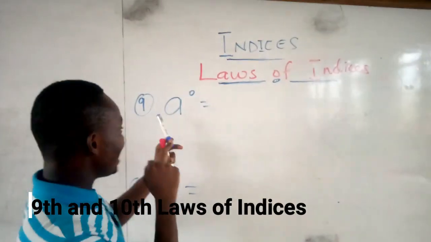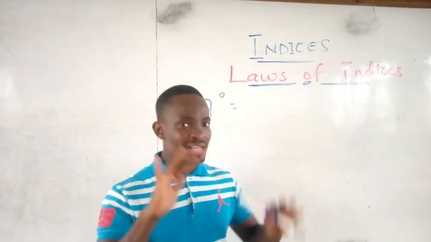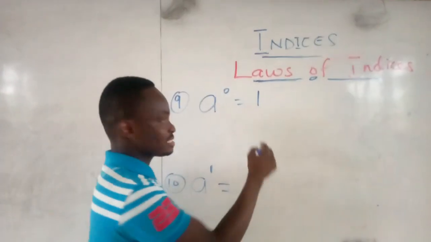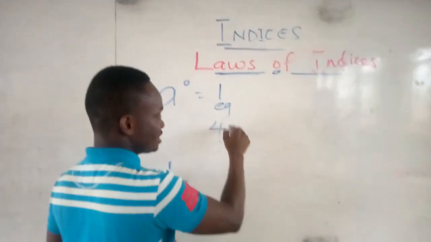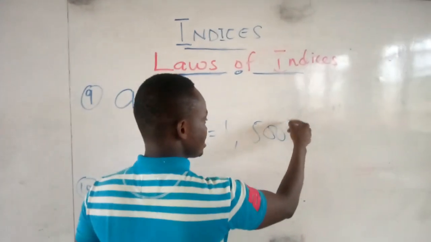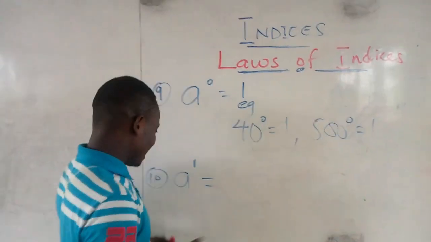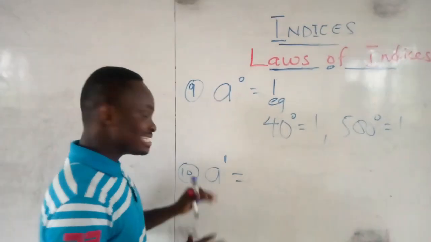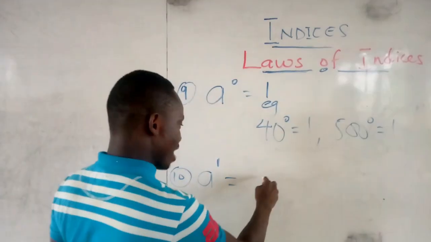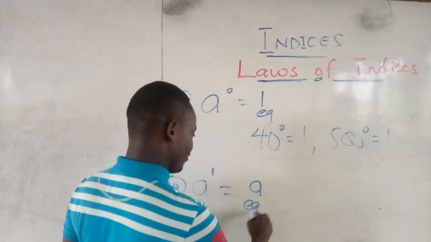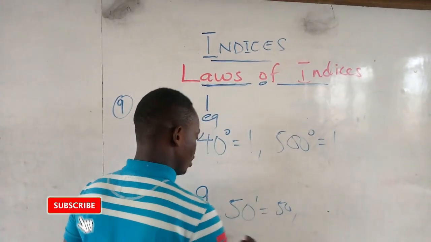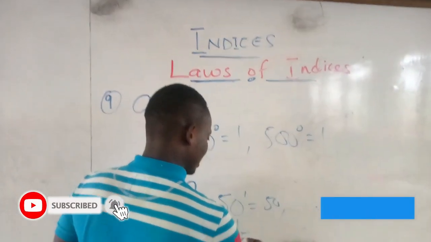Yes. To the 9th and the 10th law. They are saying that any number to the power 0 is 1. So a to the power 0 is 1. For example, I have 40 to the power 0 is 1. 500 to the power 0 is also 1. The last law, then we are done. We are saying that any number to the power 1 is that same number. So a to the power 1 is a. So example, I have 50 to the power 1 is 50. Or 5 to the power 1 is 5.